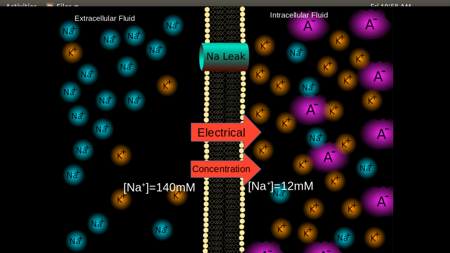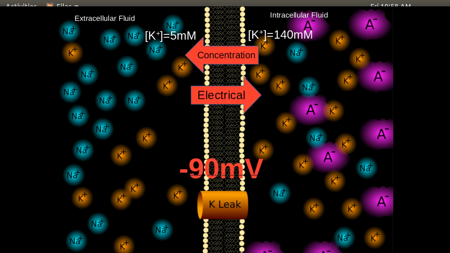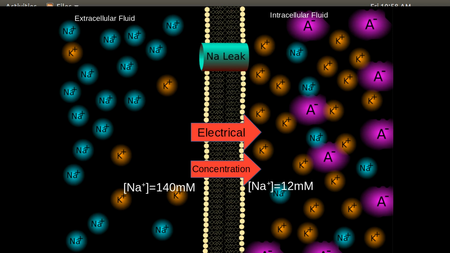Okay, so the electrical potential is going to go until it matches what? It matches but opposes the concentration gradient. What was the concentration gradient for potassium? It's 140 to 5. And what is it for sodium? 140 to 12. Which one has a greater concentration gradient? Potassium. Potassium has the larger concentration gradient difference.